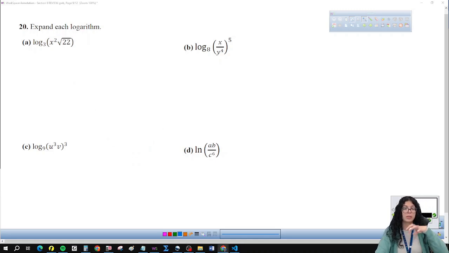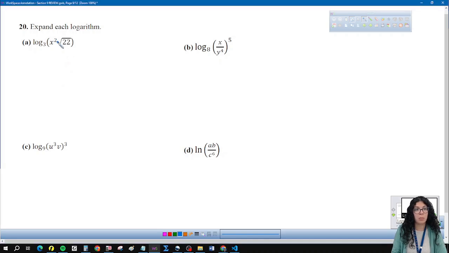So that means that we're going to take everything that is already condensed and together, and we're going to write it out. So the first thing I'm going to do here is use the product rule, because these two are multiplying. X to the power of 2 and the square root of 22 are multiplying. So I'm going to expand that by using the product rule, which says I'm going to add these logs. So log base 3 x squared plus log base 3 square root of 22, which 22 then has a power 1/2 because it's the square root. So the index is 2.